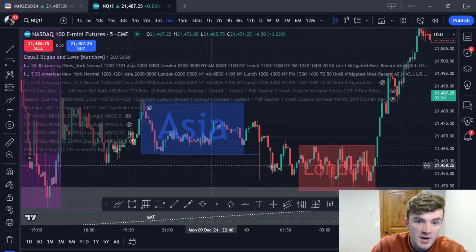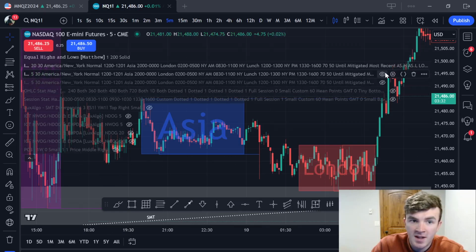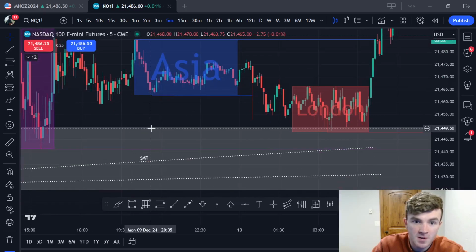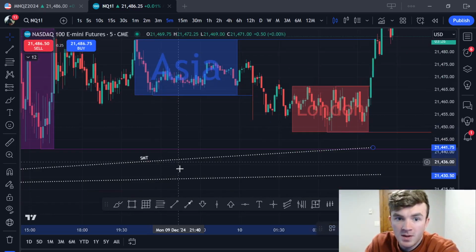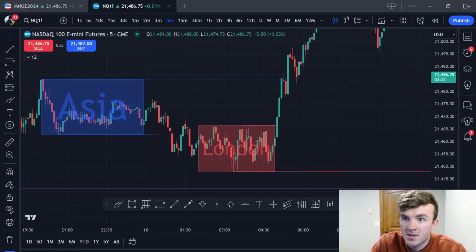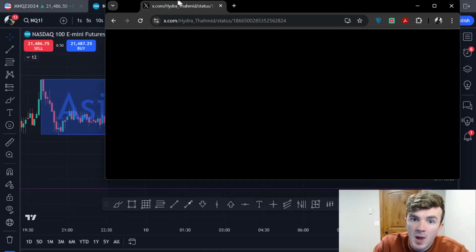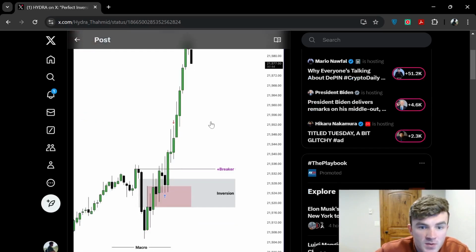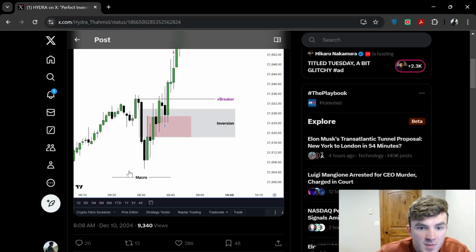Next, let's talk about a winning trade that both Hydra and I took. Let's just pull it up real quick. So here's the trade from Hydra. He says perfect inversion plus breaker combo. This was a nice 1-to-1 risk reward trade for me. He says this is the macro. It's kind of towards the end of the macro, so I don't know if I'd consider this the macro, but he shows that this is a macro.